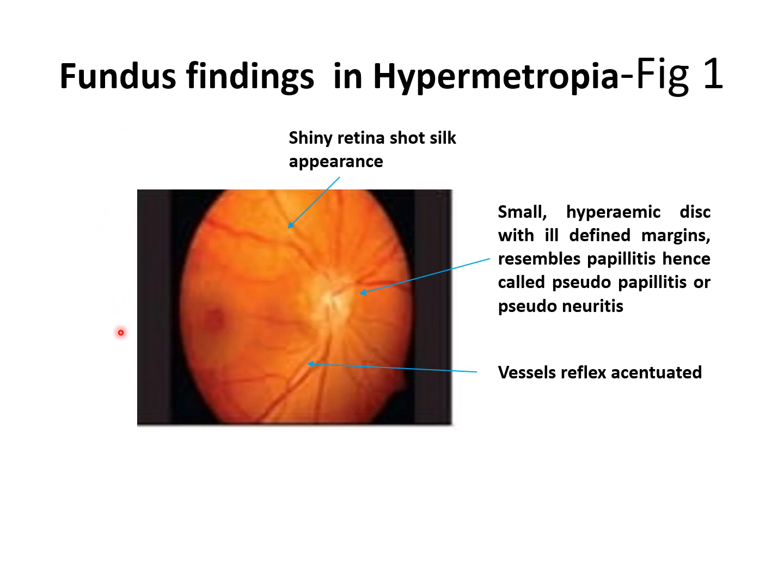As a result of the eye being small, the structures in the fundus and the eye in general are more compactly arranged, and as a result we get a disc which is small, hyperemic, and has ill-defined margins. It resembles the disc of papillitis, and it is also called pseudopapillitis or pseudoneuritis. The background retina has a shiny appearance called the short silk appearance, and the vessel reflexes are accentuated.